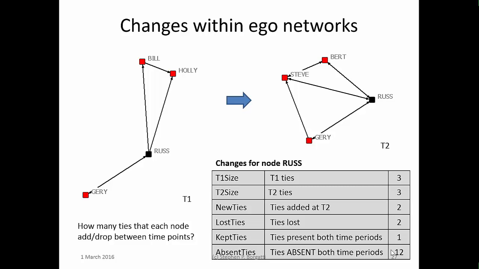Can you infer that this change is due to a Gary effect? If we had multiple ego networks and we were able to see that there were significant characteristics of the Garys of the network, that would be really interesting.